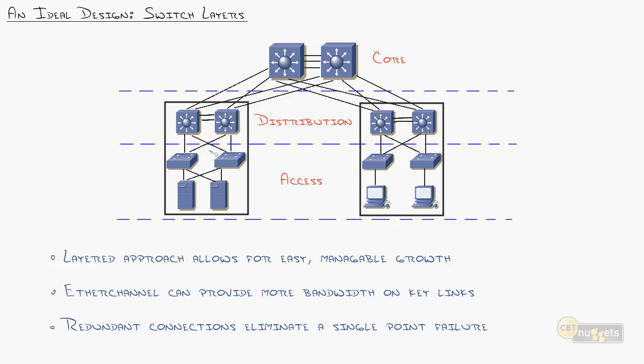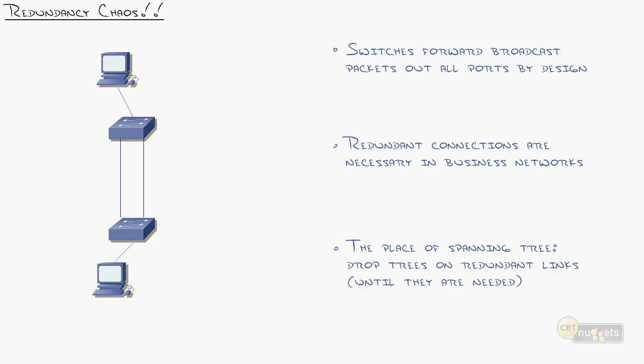So if this is Cisco's design, if this is their best practices, then how can we have the redundant connections eliminating that single point of failure and not blow up? I know you're smart people. I know you've seen the title of this nugget, so you know what the answer is. It's spanning tree protocol.